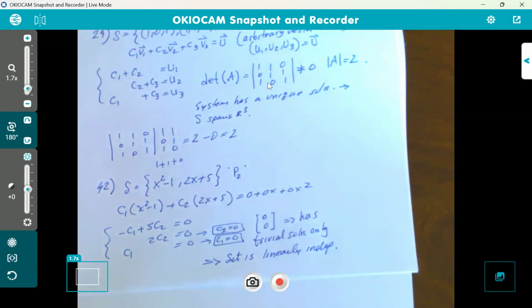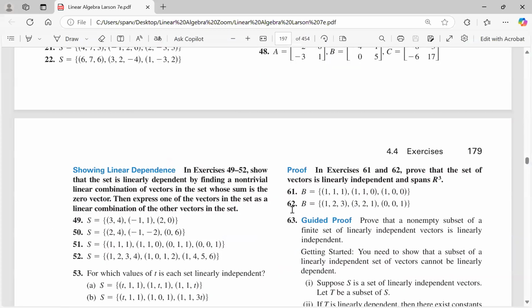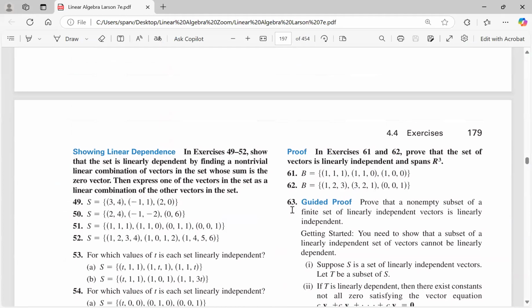Let's finish this one. I'm going to do one last one, folks. I know you're probably getting tired of this. I know I am. Let's take a look at something from the latter part. How about something in this segment, showing linear dependence again? Let's do, I don't know, number 52, this one. This one looks good, right? Number 52. Let's try this one.